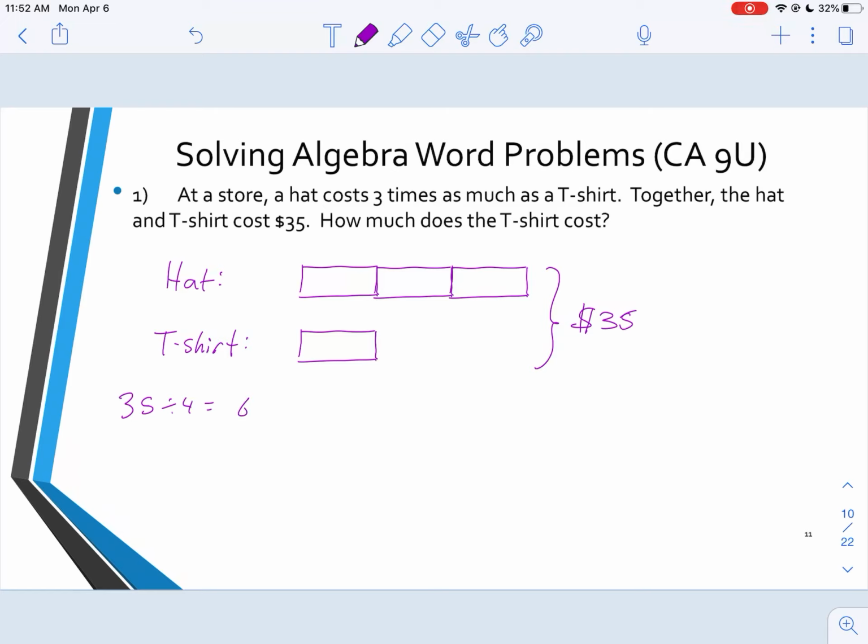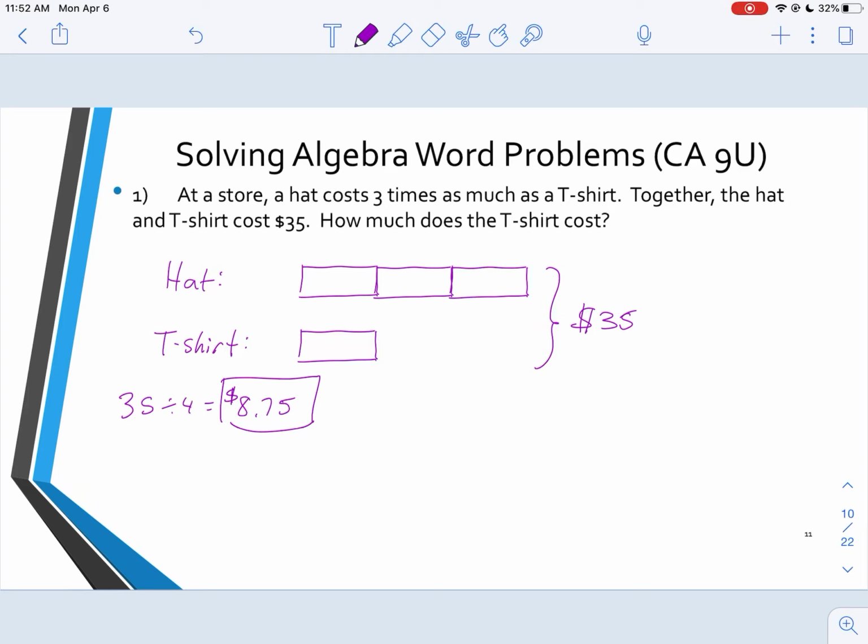That's going to give us 36 divided by 4 would be $9, so a quarter off of each of those would be $8.75 for the t-shirt, and then the hat is going to be 3 times that. So we could see the t-shirt is $8.75.